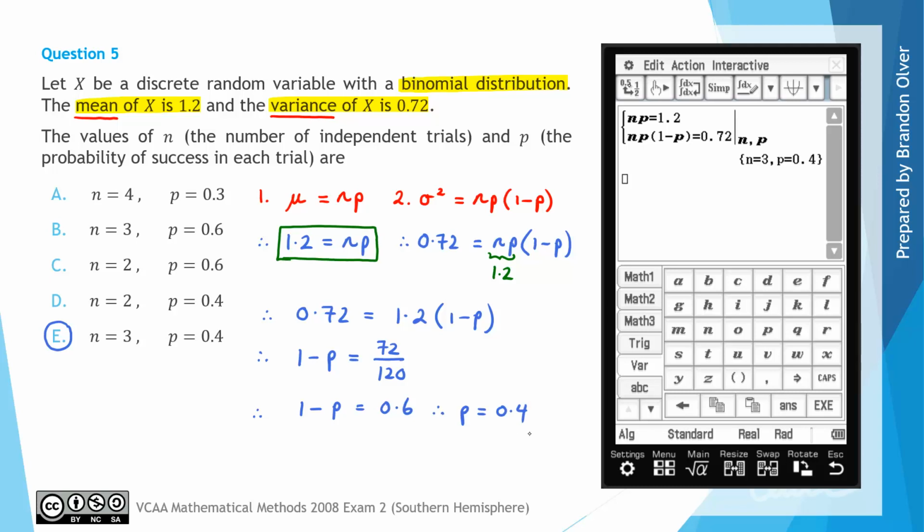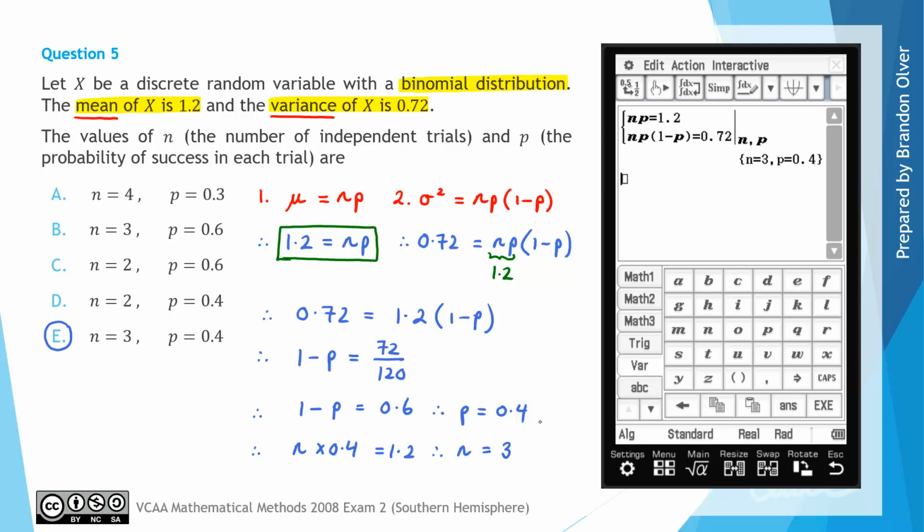Once we know that p is 0.4, we can go back to equation 1, where we would say that n times p, so n times 0.4, must equal 1.2. Therefore, when we divide both sides by 0.4, we find that n must equal 3. So n is 3 and p is 0.4 is the same as what we found with the calculator, making E the correct option still.